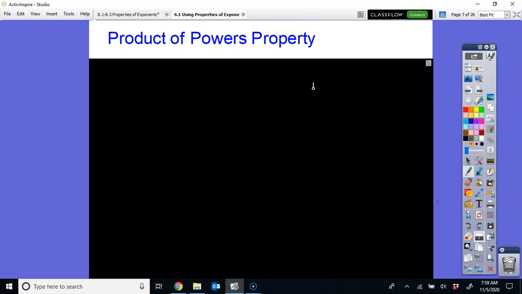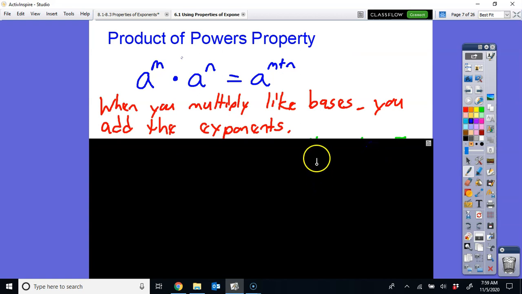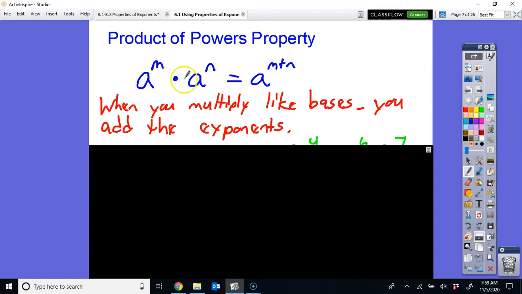So the product of powers property, it means exactly what it says. Product means multiplication. Powers is something with a base and an exponent. So basically what this means is the multiplication of two things with bases and exponents. More specifically, what it means is when you multiply like bases. Notice that the bases right here, the a's, are the same, but the exponents are not. The exponents don't have to be the same. So when I multiply like bases, the property tells me to add the exponents. You probably want to pause the video here and copy this down into your notes. When you multiply like bases, you add the exponents.